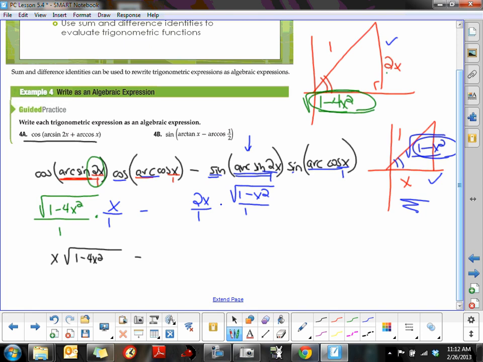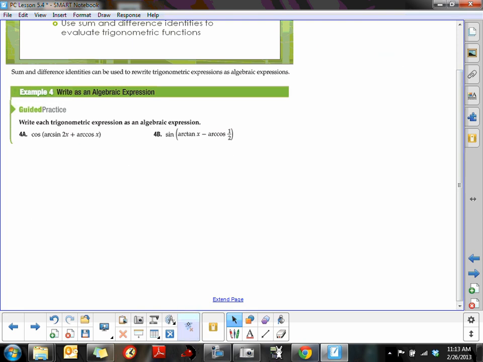Then minus, and then this is going to be 2x times the square root of 1 minus x squared. Okay? So that's our final solution for this problem, and now we're going to look at the second one. If you want to look at the textbook, they give you some substitutions that you can make for finding those angles. I find them somewhat helpful, but not enough where I want to mess with the substitution of it. So you're welcome to look there.